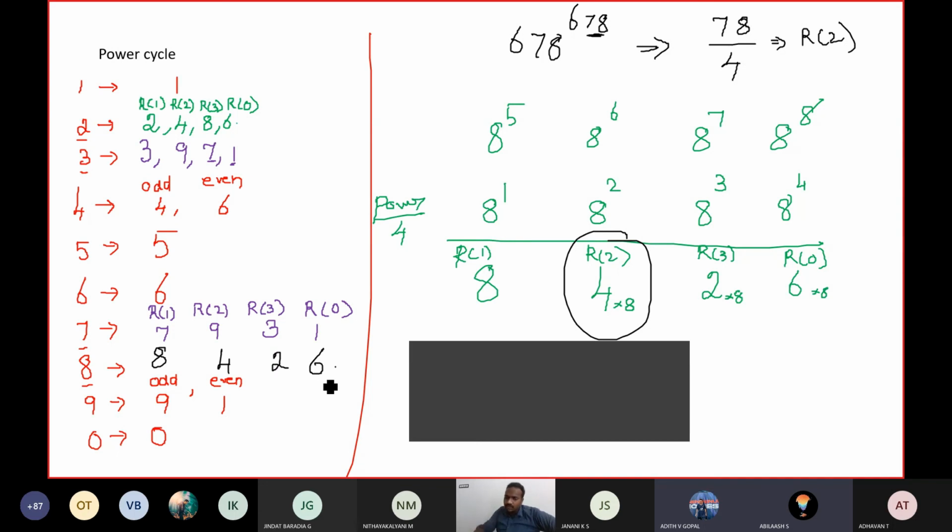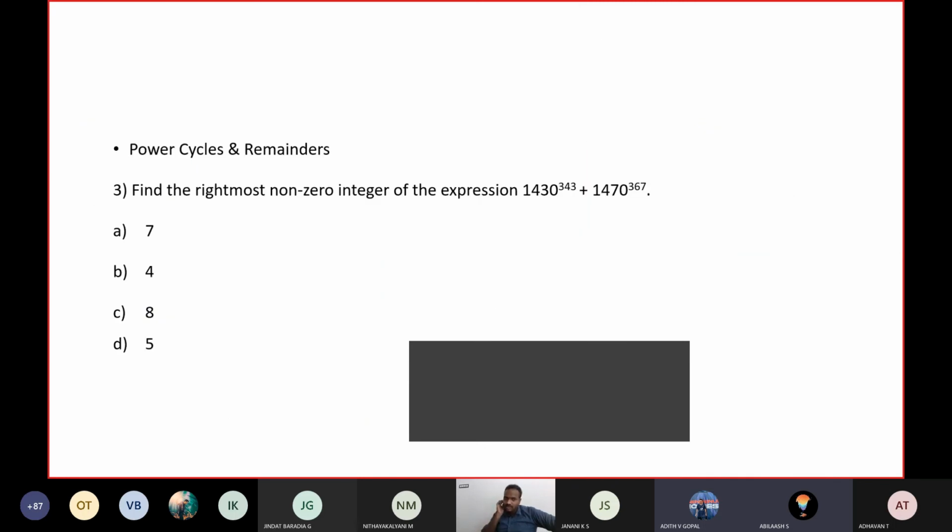Okay, so I'm just going to give you guys one question as your homework. We'll continue from this particular question from tomorrow's session. So this is your question based on the power cycle. Find the rightmost non-zero integer of the expression 1430 power 343 plus 1470 power 367.